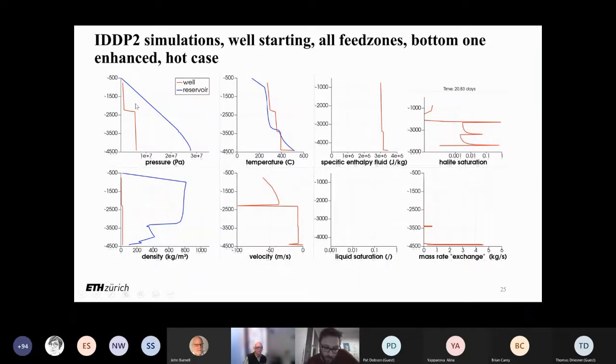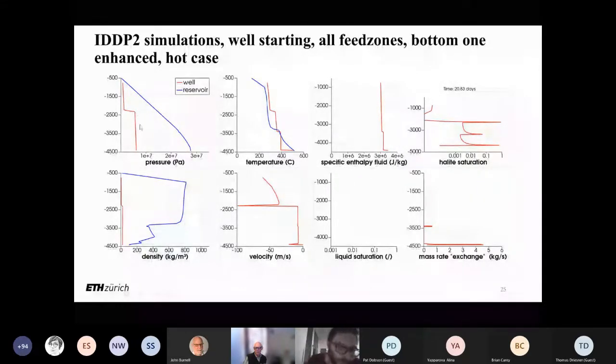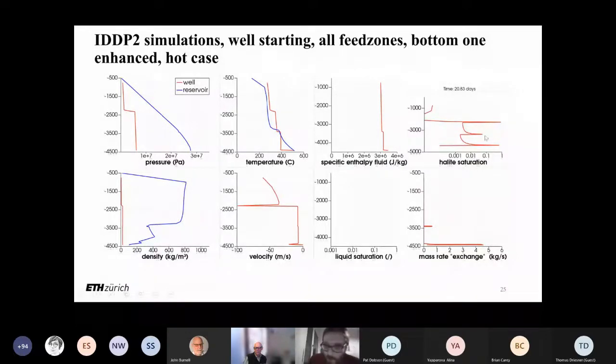You reach the vapor plus halite field of the system inside the well, and so you have halite precipitating. For instance, here you can see there's roughly 80% halite, so the well has been almost totally filled with salt, and you have a massive velocity increase, because you have this constriction in the well.